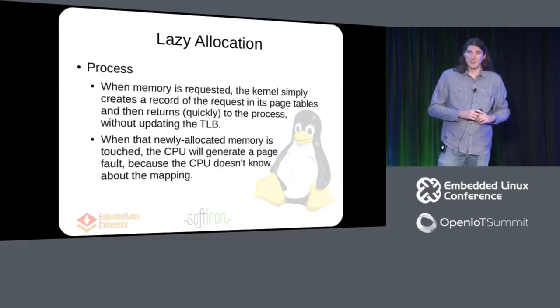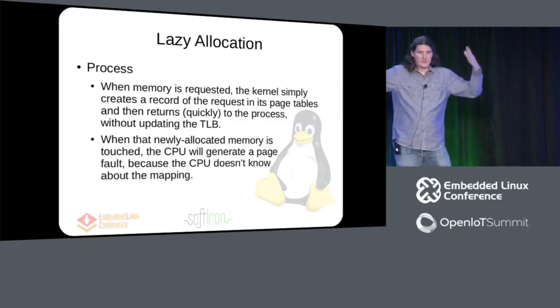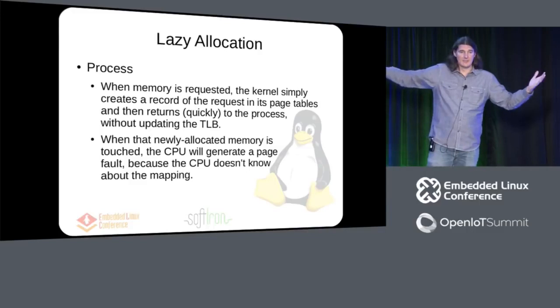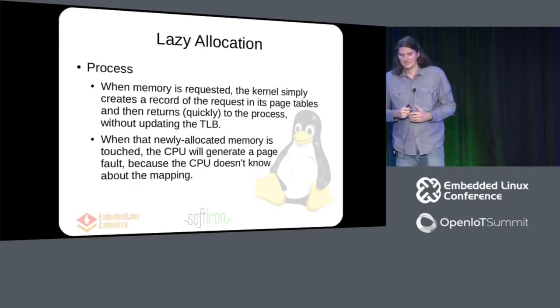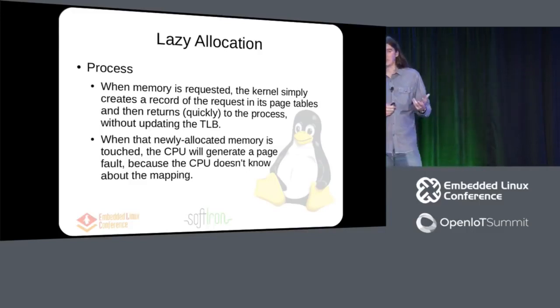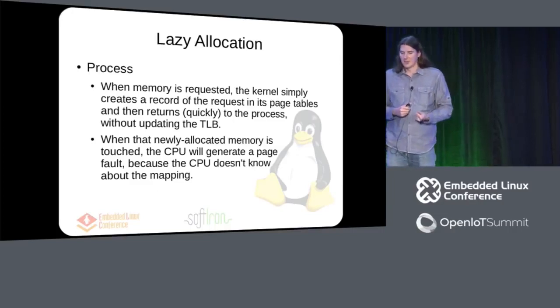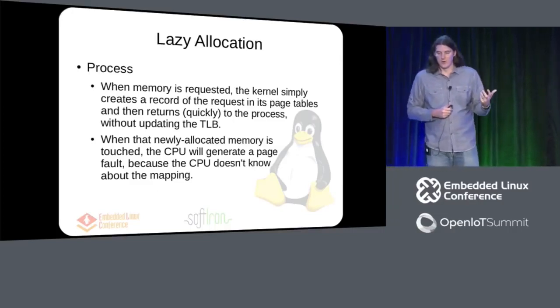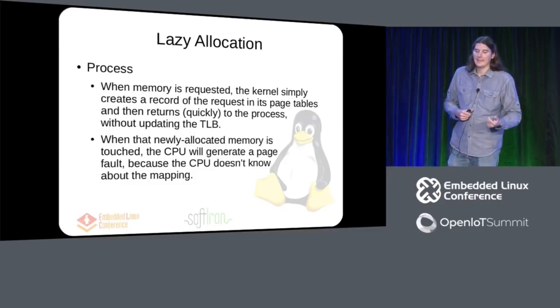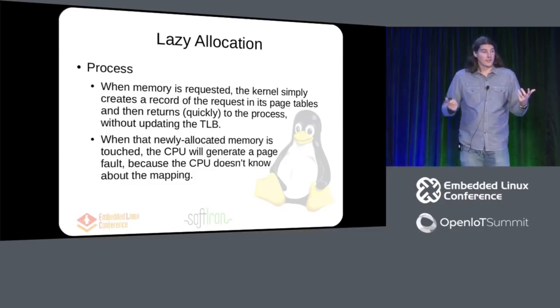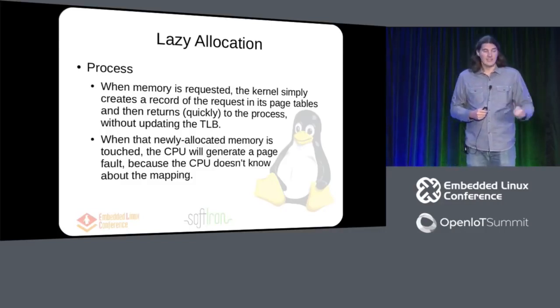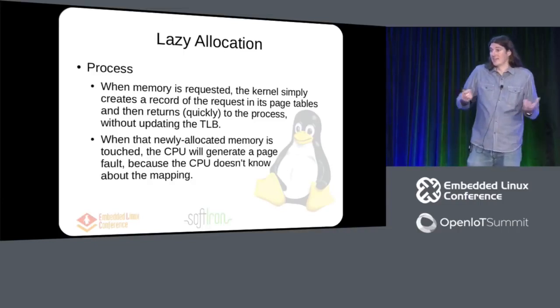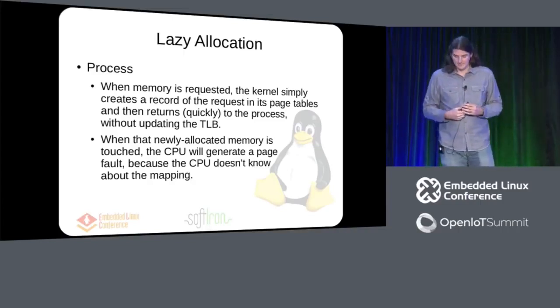You can imagine a case where you allocate a large buffer because maybe you're expecting some data to come in, or you allocate for the worst case. If the worst case never happens, the RAM never gets allocated. So how does this work? When memory is requested by a user space process, the kernel will simply create a record of the request in its own page tables. And then it'll return to the process quickly without updating the TLB in the hardware, because again, we haven't allocated a physical frame yet.